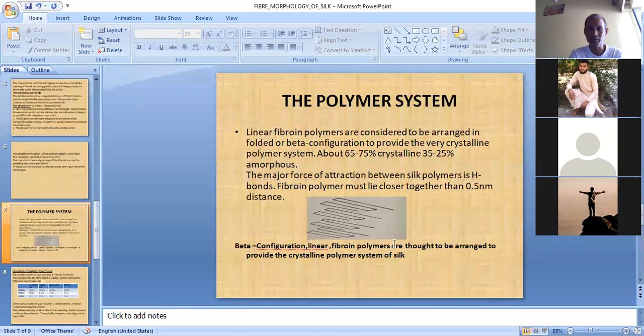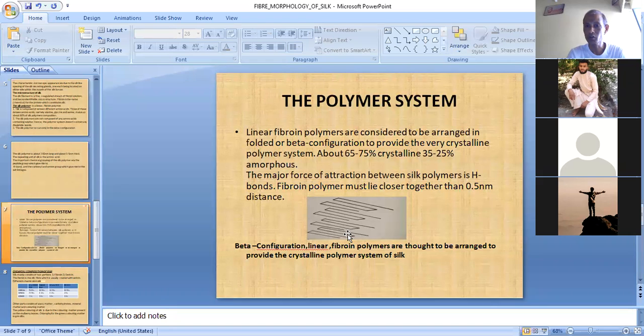This beta configuration we also call the folded configuration, and it looks like this. It is arranged like this in M shape. If this type of structure is there, it is known as beta configuration. If a helical structure is there, that is known as alpha configuration. So the polymers are arranged in alpha configuration in wool and in beta configuration in silk, and that's why there are big differences in the properties of wool and silk.